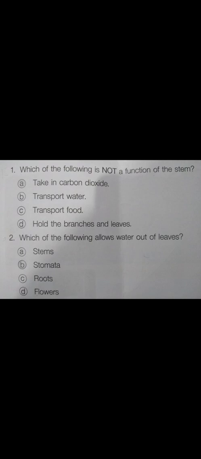A, take in carbon dioxide. B, transport water. C, transport food. Or D, hold the branches and leaves. Which of the following is not a function of the stem? Write the correct letter. Number two, which of the following allows water out of the leaves? A, stems. B, stomata. C, roots. D, flowers. Number three, why do leaves get dry during the daytime?